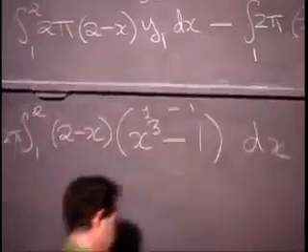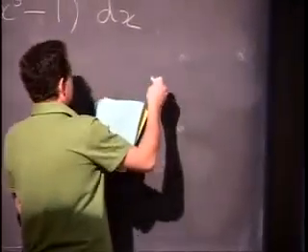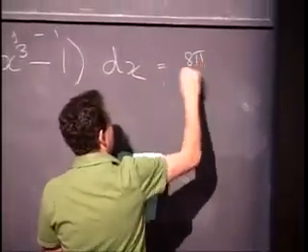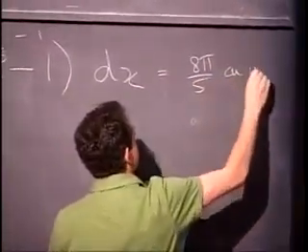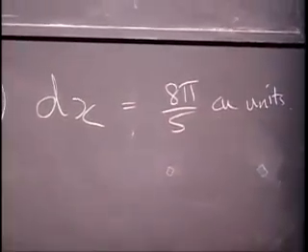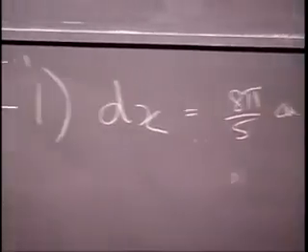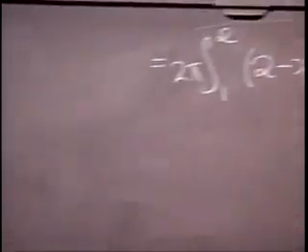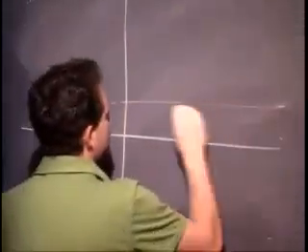And this, what does this lead out? I believe this is 8 pi over 5 cubic units. Well, I have time for one more example using the same picture, which has now gotten sufficiently messy that I think I should redraw it.